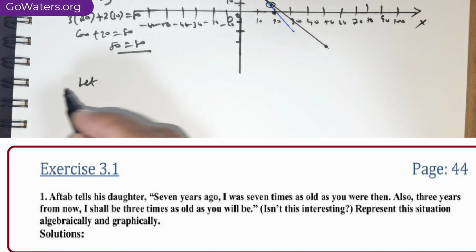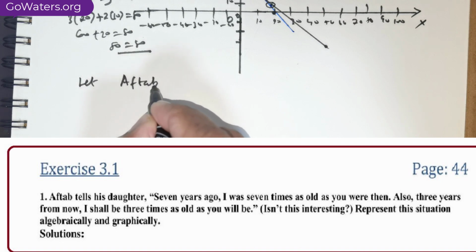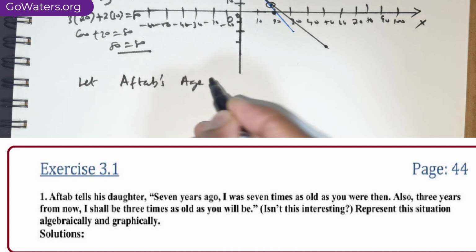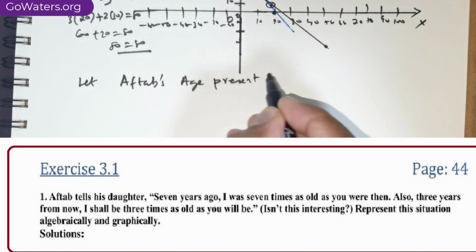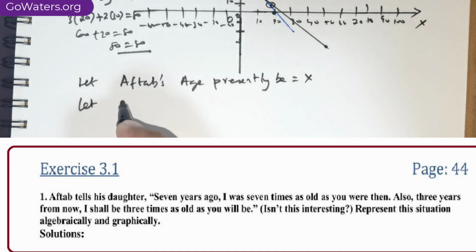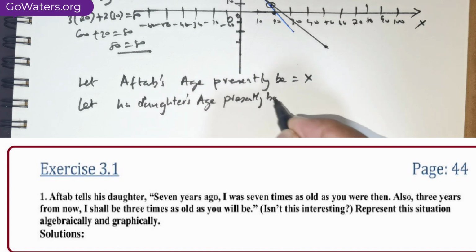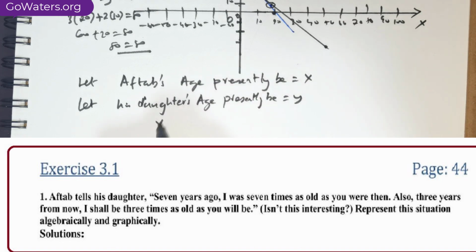Foremost, you need to start off like this. Let Aftab's present age be equal to x. Let his daughter's present age be equal to y. So Aftab is telling 7 years ago, this is how you need to write.